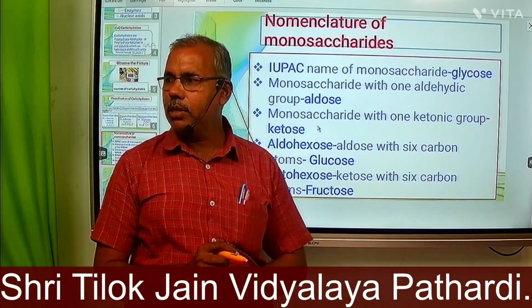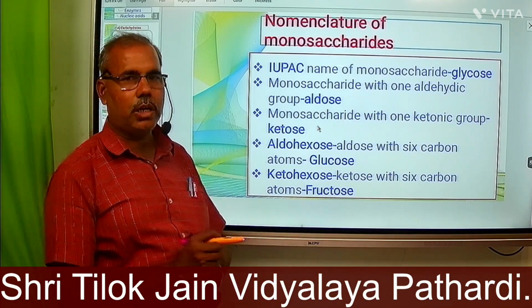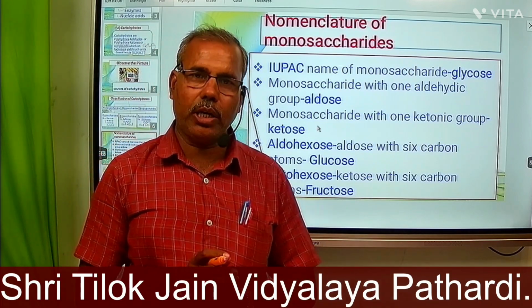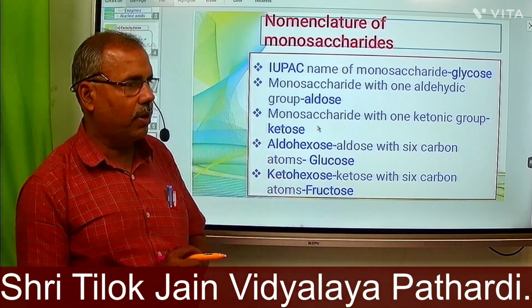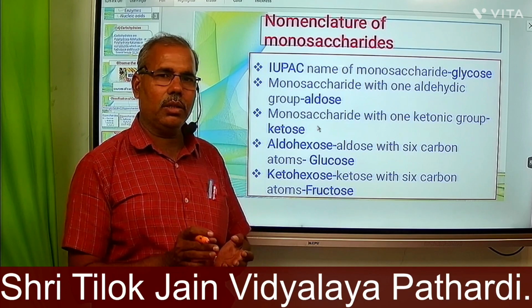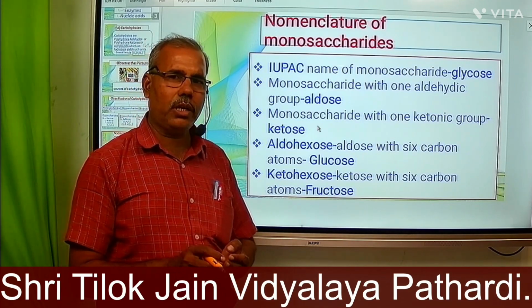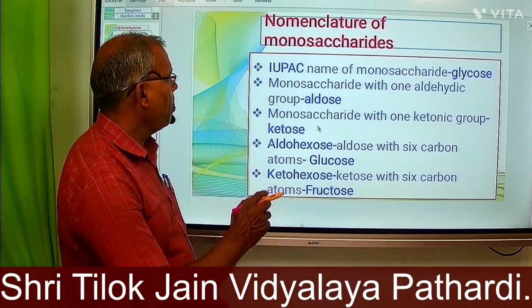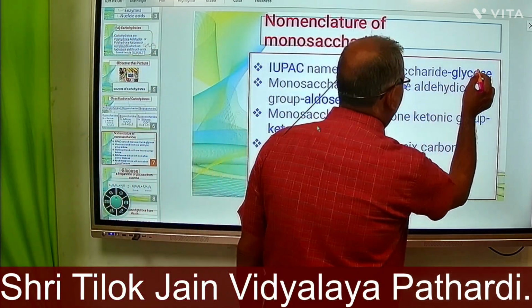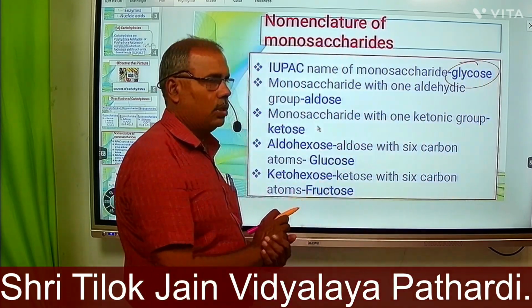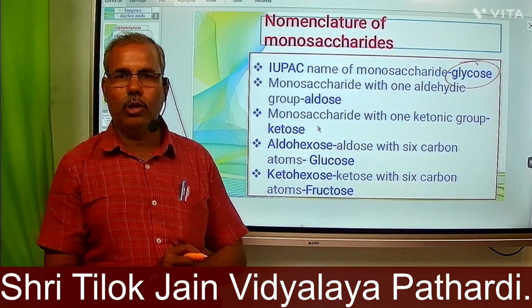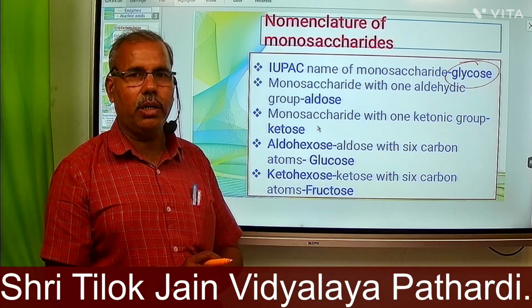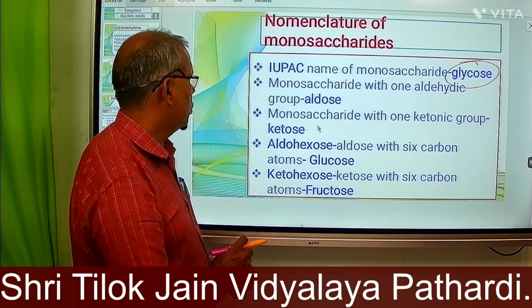Next topic is nomenclature of monosaccharides. The IUPAC name of a monosaccharide is written somewhat differently, because we know the common names of monosaccharides, but IUPAC names are given in a different way. The IUPAC name of any monosaccharide is glycose. Here OSE indicates a sugar molecule.